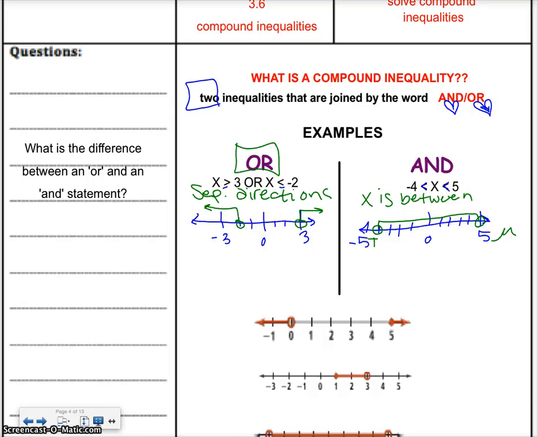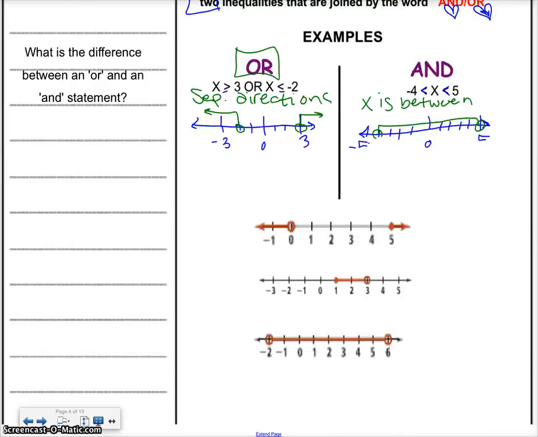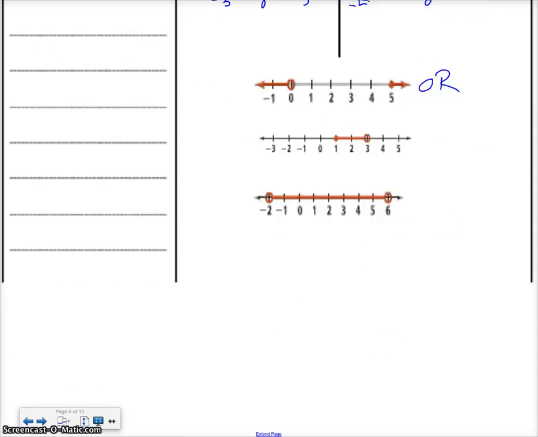Okay? All right. So I want you to tell me, what kind of graph is this one? Is that an or or an and? That's an or graph, because you're going separate ways. That's an or. What about this one? And how do you know it's an and? Because they're connected. You're smushed in between. You can do both things. You're not going separate directions. You can do both things.